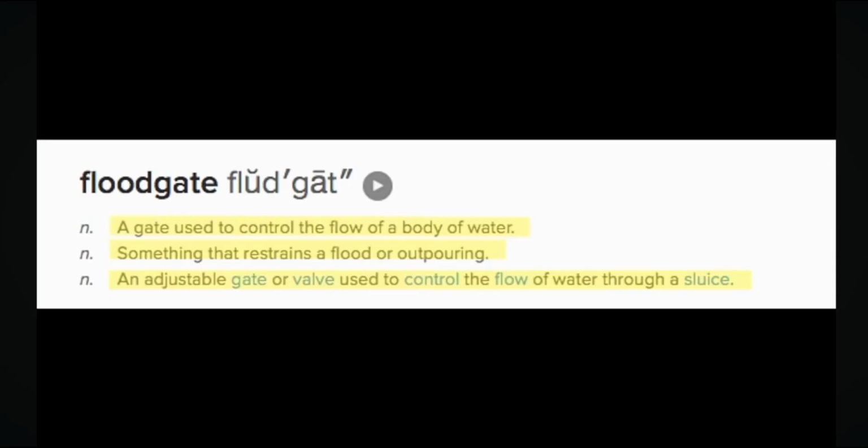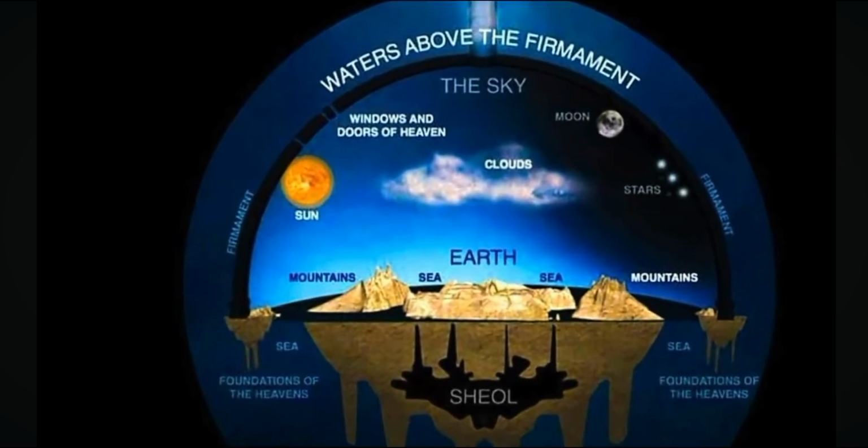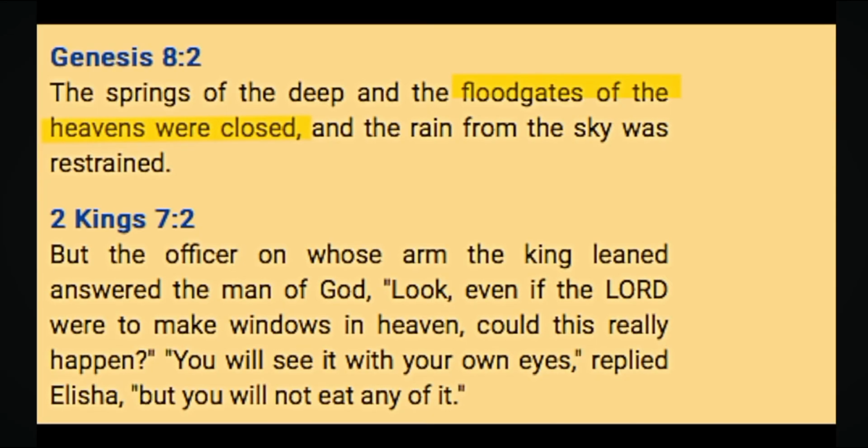The Hebrew Bible uses very mechanical translations to describe the flood events. A floodgate is a gate used to control the flow of a body of water, something that restrains a flood or outpouring, or an adjustable gate or valve used to control the flow of water through a sluice, which is an artificial channel. The springs of the deep and the floodgates of the heavens were closed, and the rain from the sky was restrained.